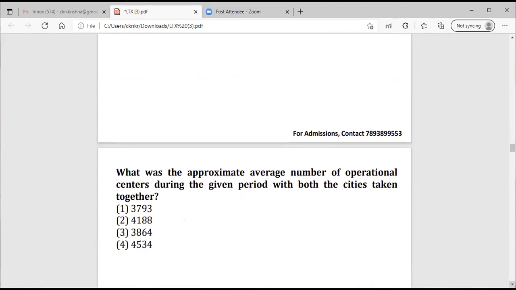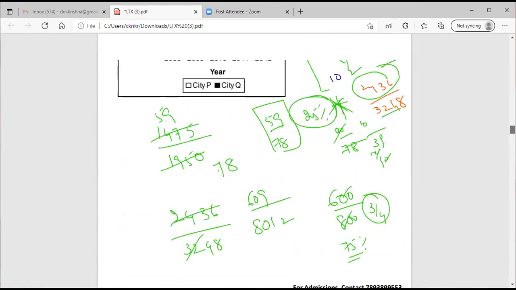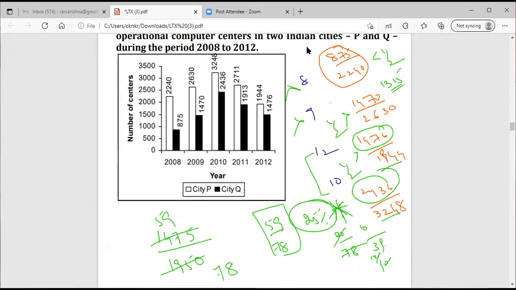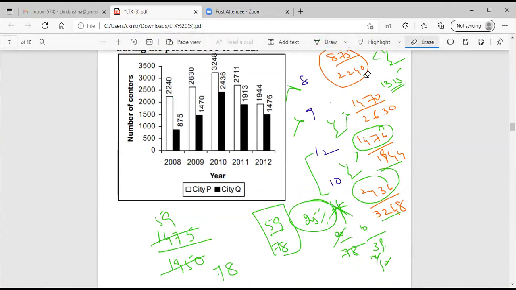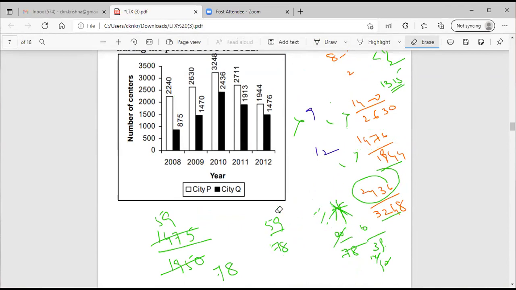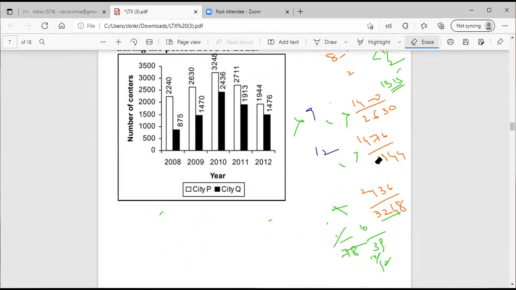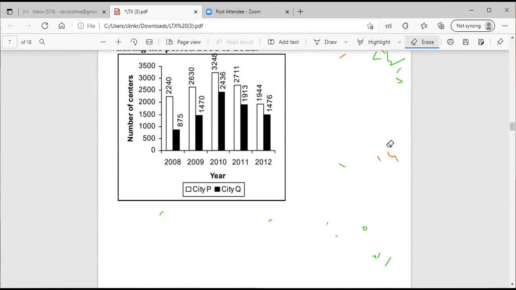Go to the next question. What are the approximate average number of operational centers during the given period in both the cities taken together? So now they ask you approximate average number of centers here, both the cities taken together. Here also the same thing. Without using calculator, you need to solve the questions. Okay. So if I can develop some logic to solve the questions, my logic lies like this.